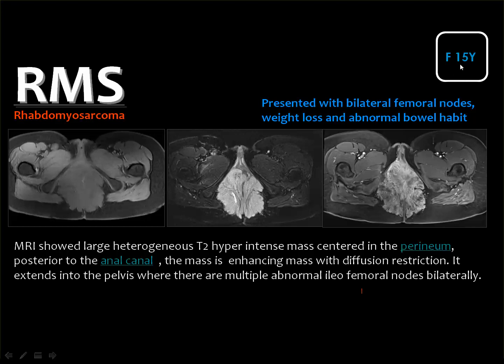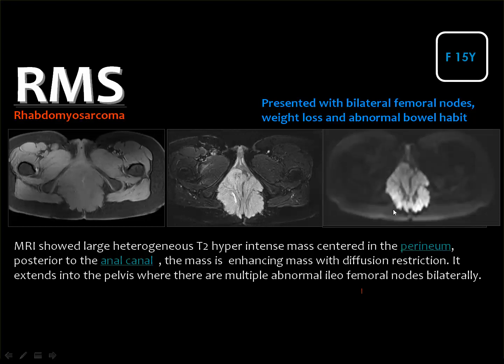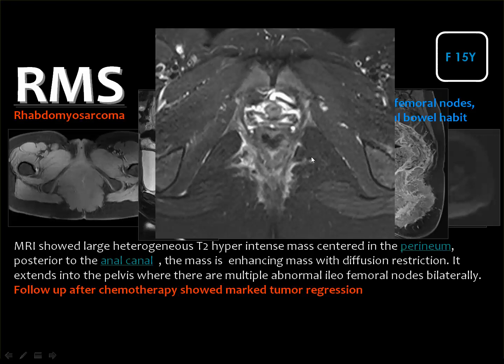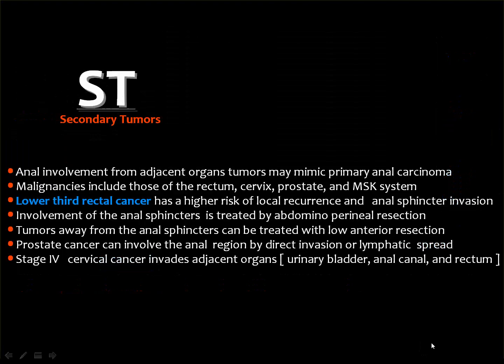And this is a young female, 15 years old, with a big mass infiltrating the perianal area, and this is the diffusion weighted image, which shows diffusion restriction. And here is the appearance of the lesion after injection of contrast, and you can see the heterogeneous enhancement of the contrast. The follow-up after chemotherapy, and you can see, compare this by this, there is marked regression of the tumor.